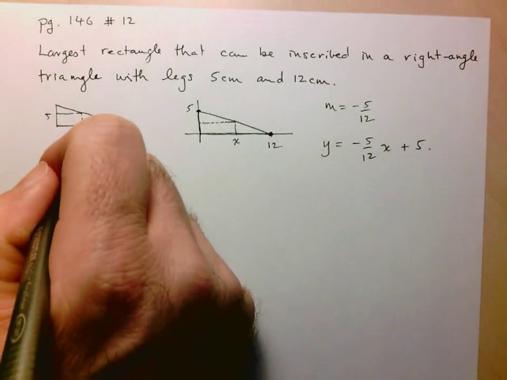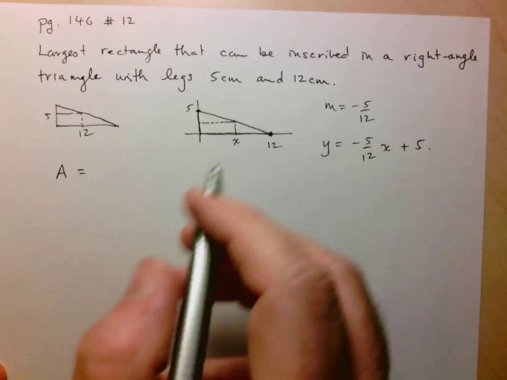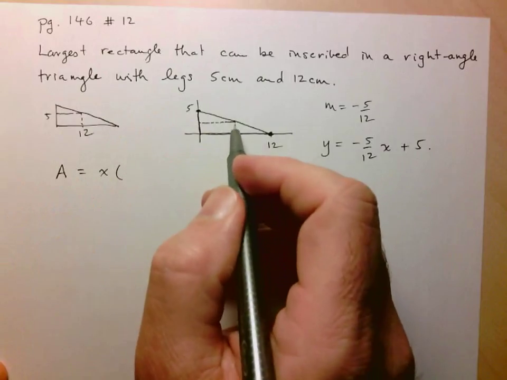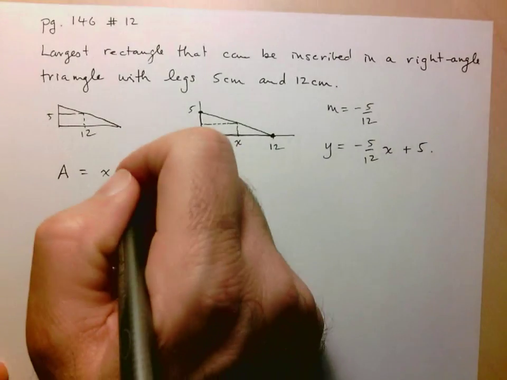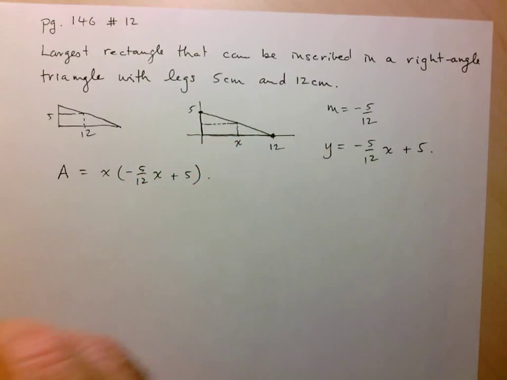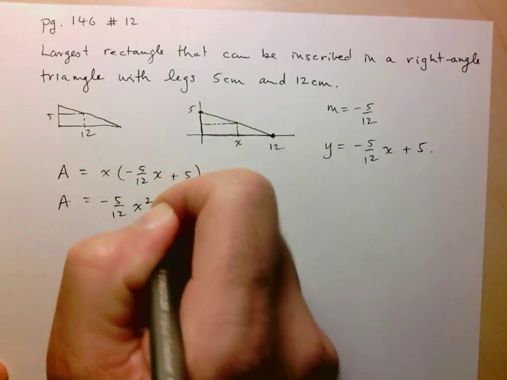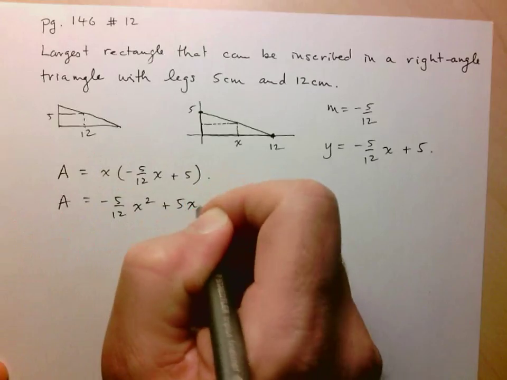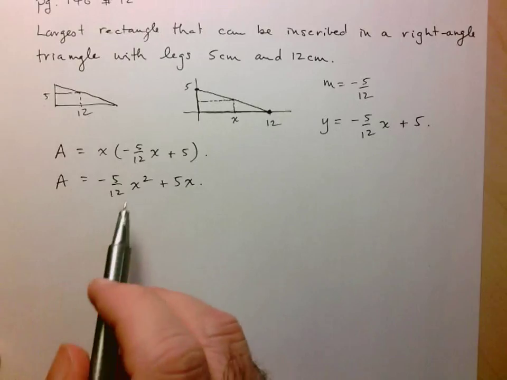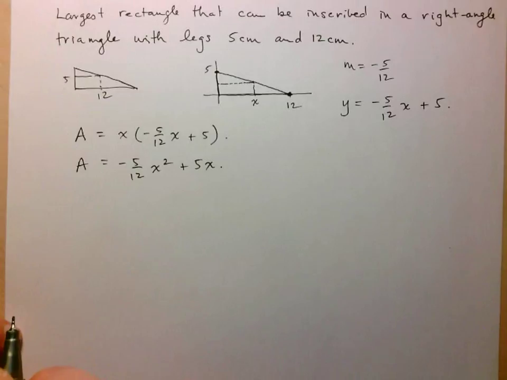So now I can come up with an equation for my area. The area is just length times width, so the length is just given by x, and the width is just given by the y value of that line, which is -5/12 x + 5. So in other words, the area is given by -5/12 x² + 5x. Now it does make sense that I'm looking for a maximal area since my leading coefficient is negative.